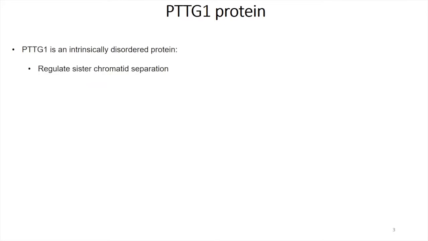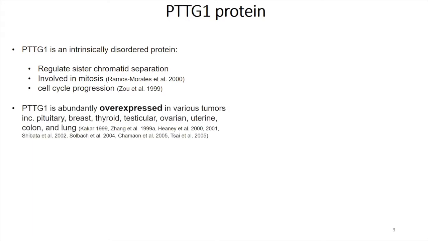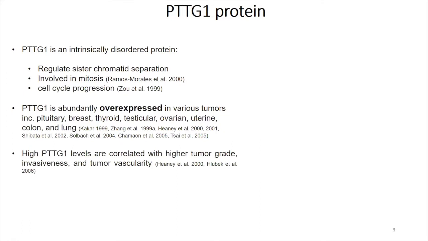PTTG1 is an intrinsically disordered protein, and it is involved in regulating sister chromatid separation, and it is also found to be involved in mitosis and cell cycle progression. And this transcription factor, being a global transcription factor, is found to be overexpressed across various tumors. And the very high levels of PTTG1 correlate quite well with higher tumor grade, invasiveness, and tumor vascularity.